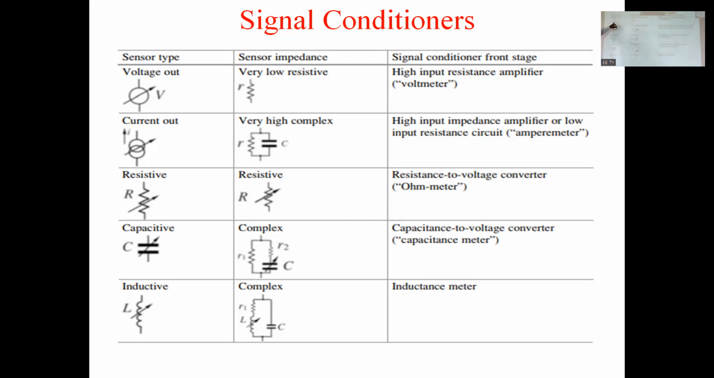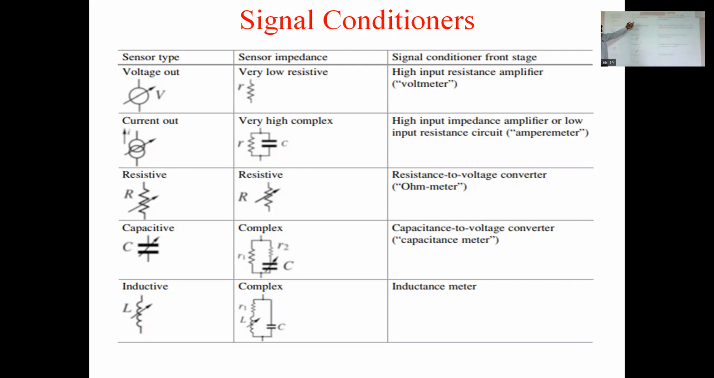See voltage out, that means a sensor whose output is in the form of voltage. So the sensor impedance, that is R, is very low, or the resistance is very low, and the signal conditioner which can be interfaced with that output of the sensor is nothing but a high input resistance amplifier, right? See, if the output of the sensor is in the form of voltage, we want to interface some signal conditioning circuitry to the output of the sensor.